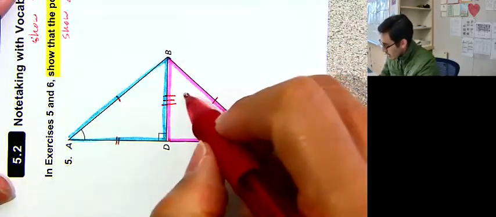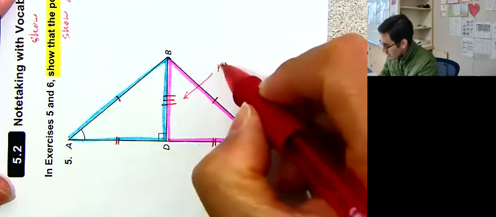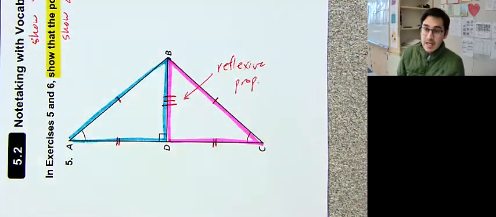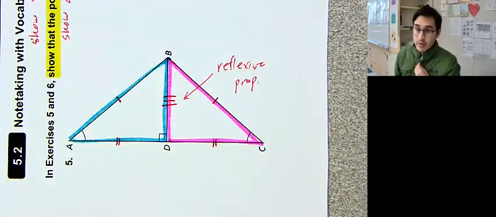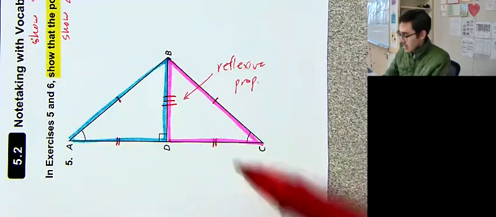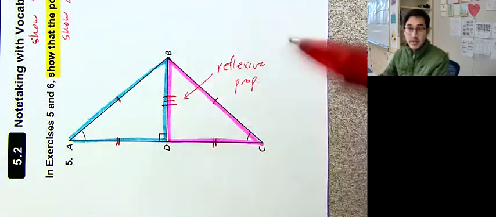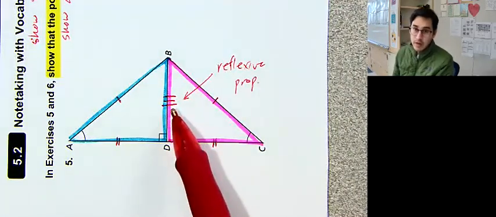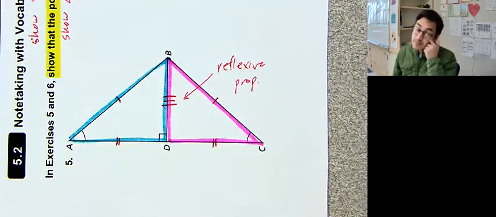A reason that we can give for this is the reflexive property. Anything is equal or congruent to itself. In this case, the segment BD is congruent to itself. So we can just put a new congruent mark on that segment. So we've shown that all three sides are congruent to each other.